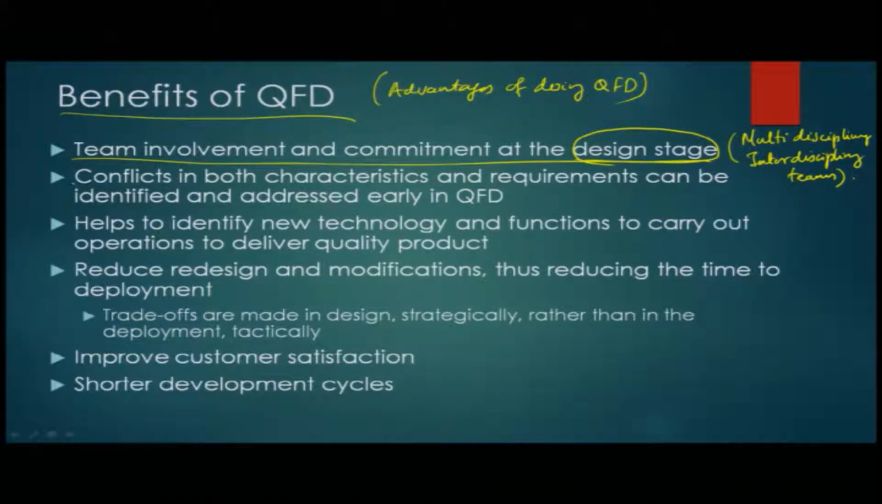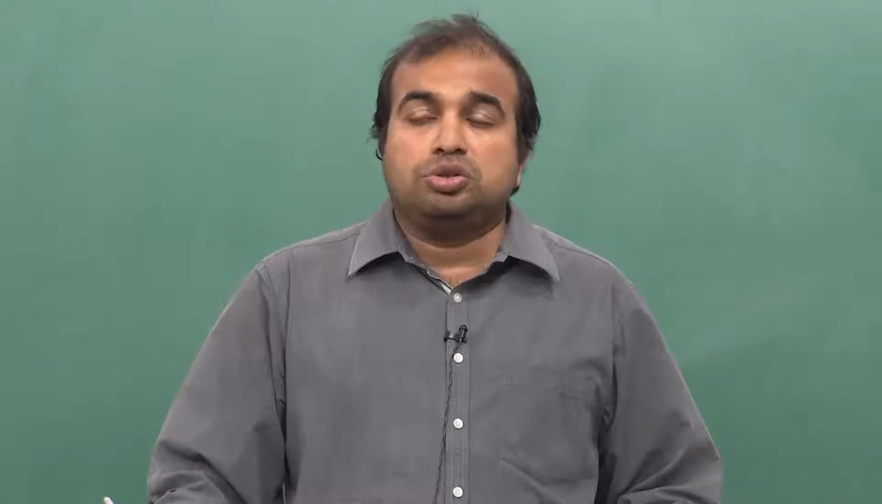Then second, the conflicts in both characteristics and requirements can be identified and addressed early in QFD. Sometimes you find that there are some characteristics that the customer wants and some of the requirements can be conflicting. And when you have conflicts, you have to identify and address them. For example, a customer would say the UAV should climb to an altitude at a very fast rate. That means the UAV should have a very high climb rate, so it should be able to fly fast. Then the person will also say that it should have a very high glide ratio. Normally both of them do not go together, they are contradicting requirements.